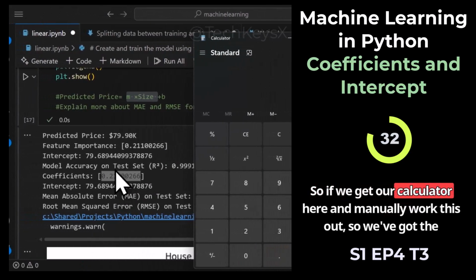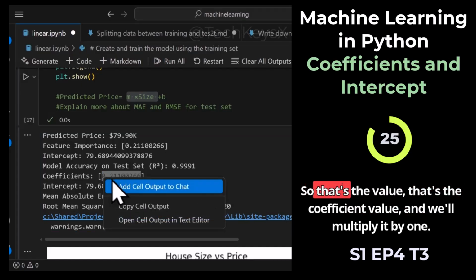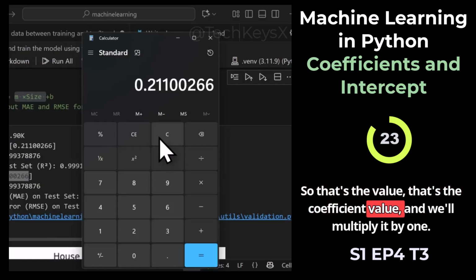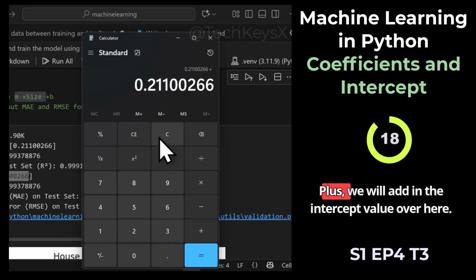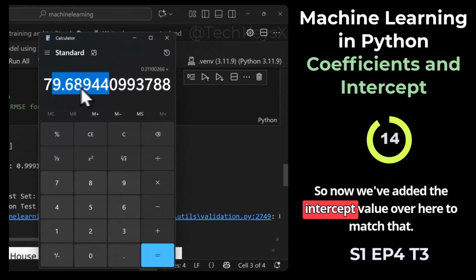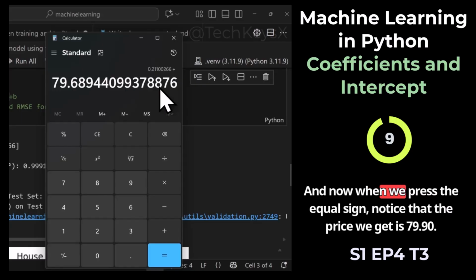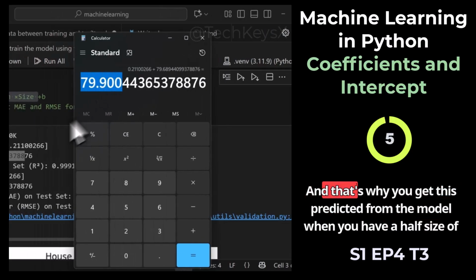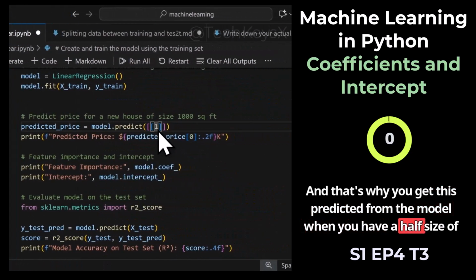So if we get our calculator here and manually work this out. We've got the coefficient here, so we'll take that value, and we'll multiply it by 1. That just gives you the value itself. Plus we will add in the intercept value over here. So now we've added the intercept value to match that, so we got the total value. And now when we press the equal sign, notice that the price we get is 79.90. And that's why you get this predicted from the model when you have a house size of 1.